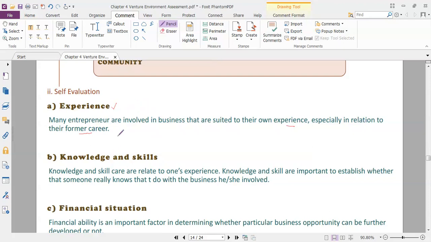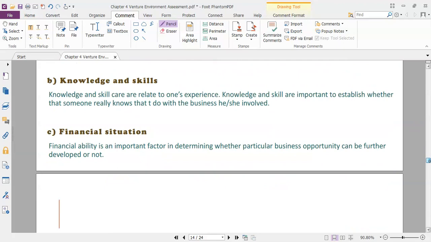Because of that, we can look at the people outside there that have enough experience. For example, maybe the experience of working in a restaurant or working in a hotel. Because of their experience, they try to open their own business. Then B, knowledge and skill. Knowledge and skill are related to one's experience. Knowledge and skill are important to establish whether someone really knows what to do with the business she is involved in.